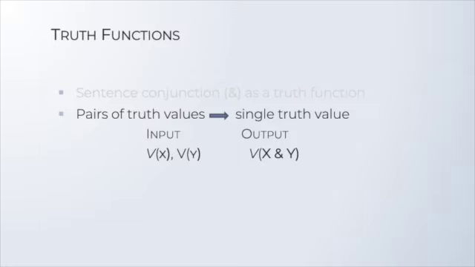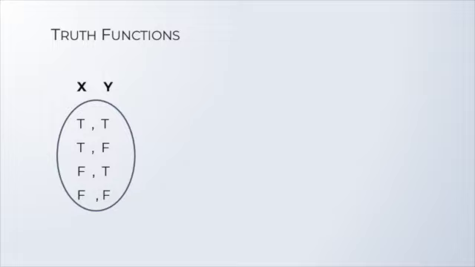As we know from the truth table, there are four possible combinations of truth values. It may be that both x and y are true. It may be that x is true and y is false. It may be that x is false and y is true. And finally, it may be that both x and y are false. To each of these combinations, the ampersand assigns one and only one truth value.